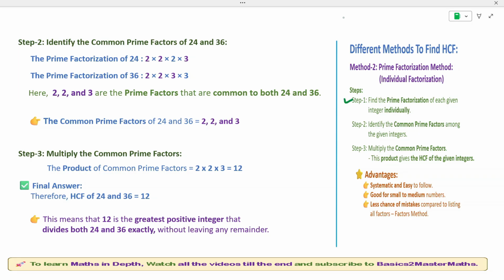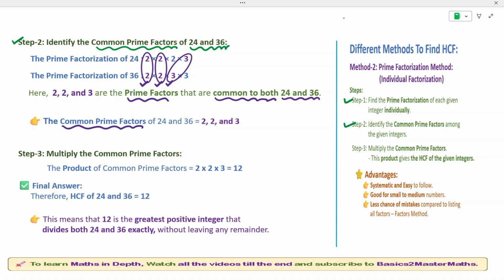Now, let us move on to step 2. Identify the common prime factors of 24 and 36. Observe here 2, 2 and 3 are the prime factors that are common to both 24 and 36. So, the common prime factors of 24 and 36 are 2, 2 and 3.